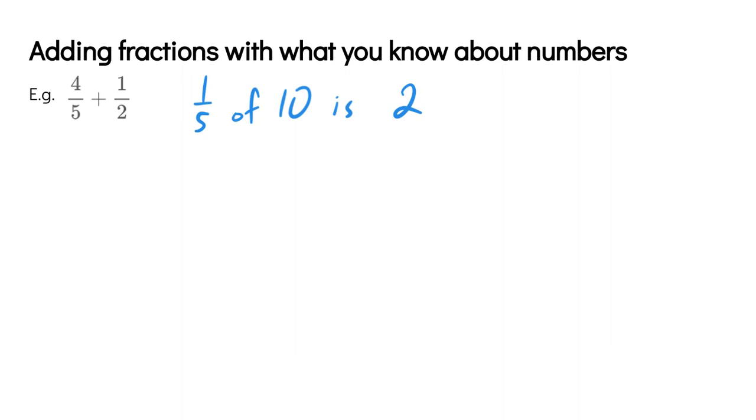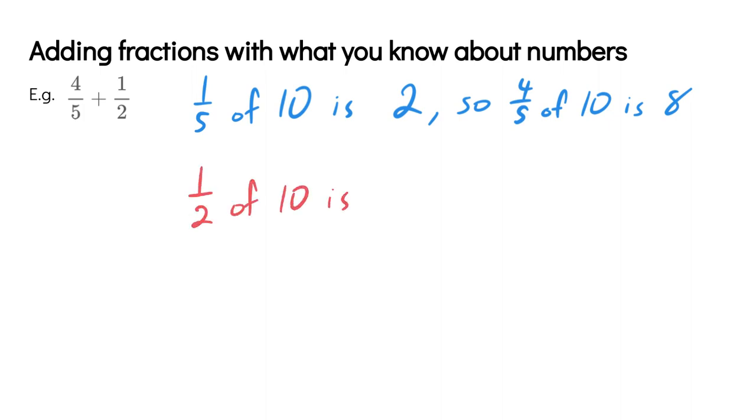And that means 4/5 of 10 would be 4 of these units, right? 4 2s, which is 8. Next, let's have a look at the half. Half of 10 is 5, right? 10 divided by 2, that's 5. Okay, so now we have 4/5 of 10 and 1/2 of 10. So let's add those together.